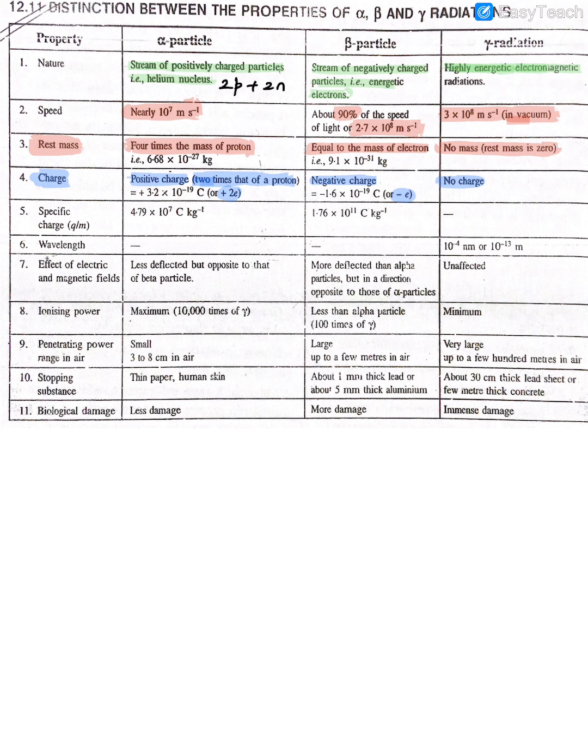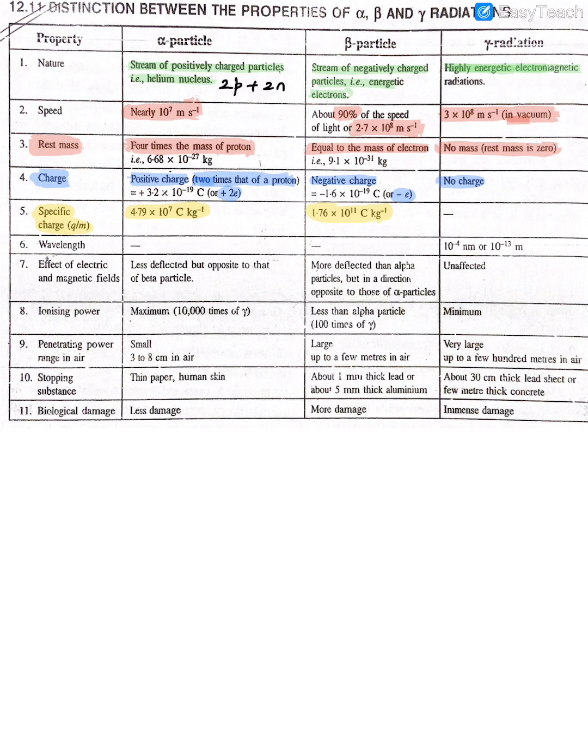Then next one is the specific charge. Specific charge means charge per unit mass. Okay, so you need to know it, but it is not very important. There is no other application other than just learning this value, so it's better to learn the values. They may ask you, though they have not asked so far. So specific charges are 4.79 times 10 raised to 7 and this is 1.76.